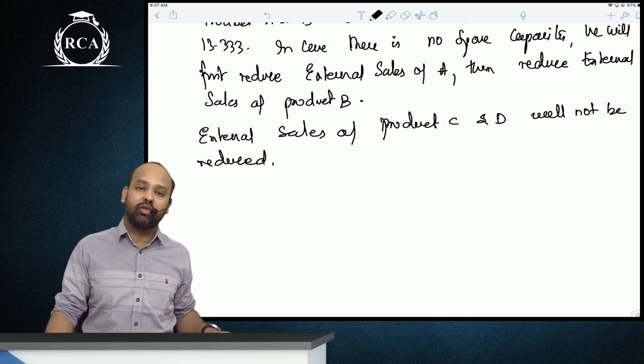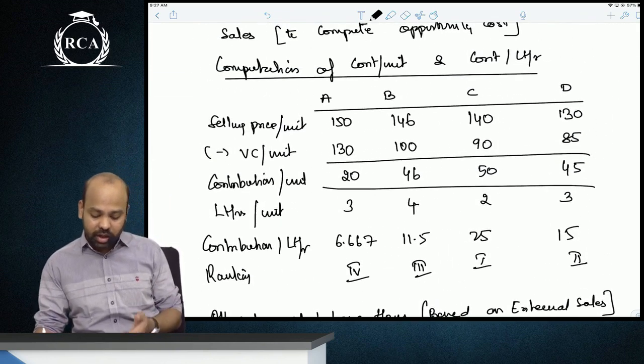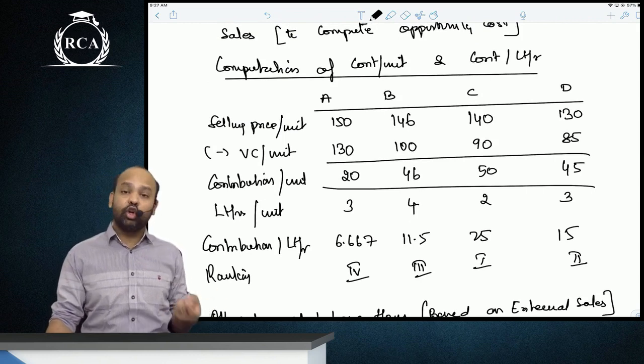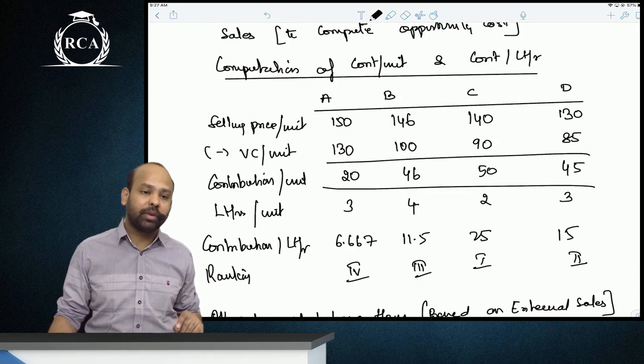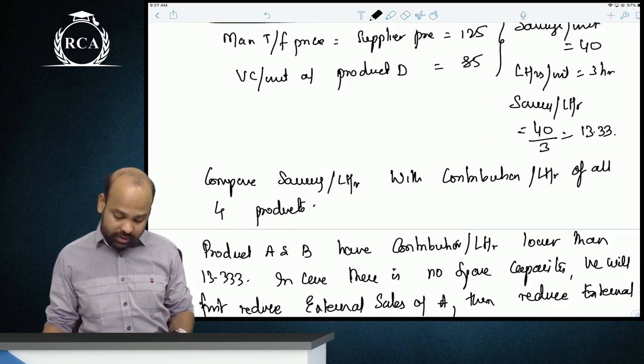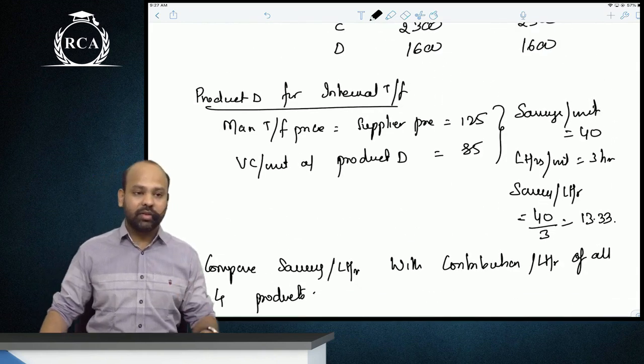Sir, why will you not reduce them? You will not reduce them because they are giving us a higher contribution, more than 13.33. Your opportunity cost is more, so the minimum transfer price will be more. Are you understanding? Do you understand a little bit, sir? We are understanding everything, sir.